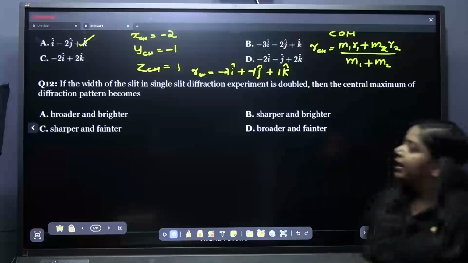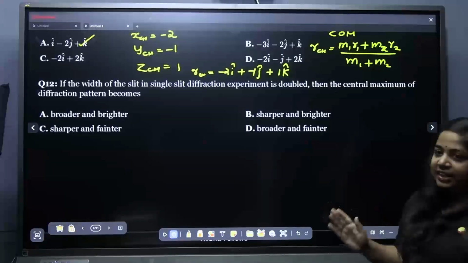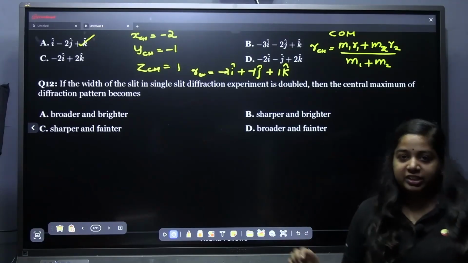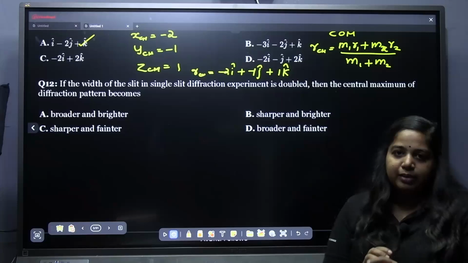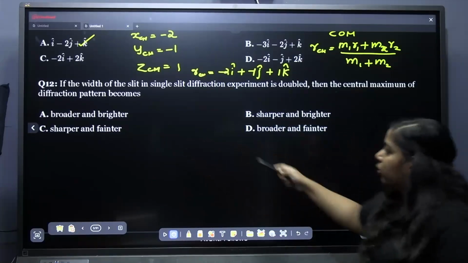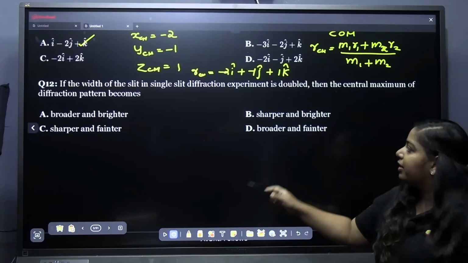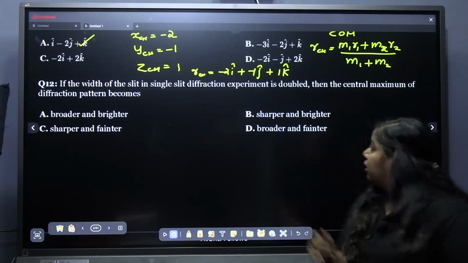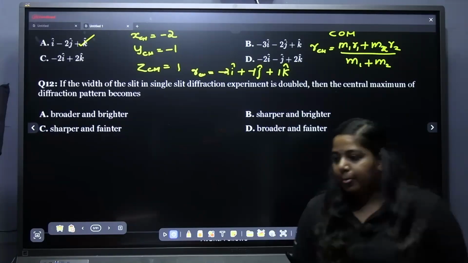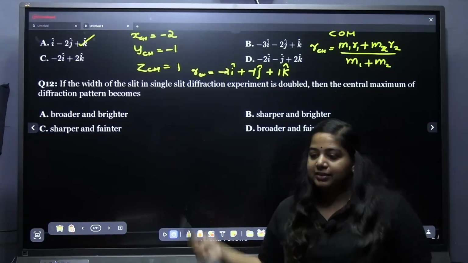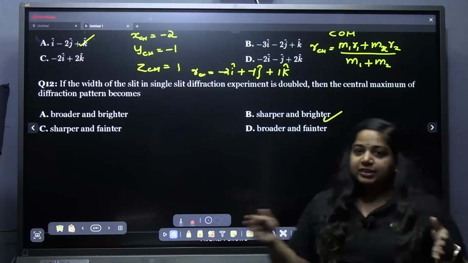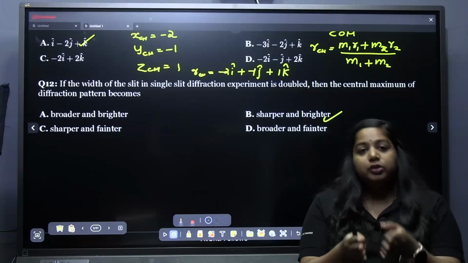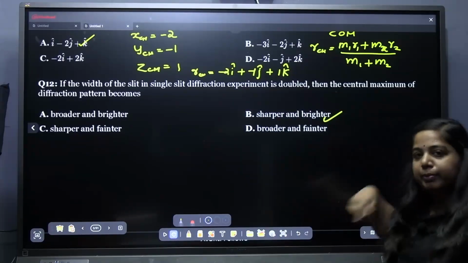Next one. If the width of the single slit in single slit diffraction is doubled, then the central maximum of the diffraction pattern. So we are only talking about the central maximum here. Okay, so options are broader and brighter, sharper and brighter, sharper and fainter, broader and fainter. So the answer is option B, sharper and brighter, because when we increase the slit width, more light is focused on that central maximum, right? So it will become sharper and it will become brighter.